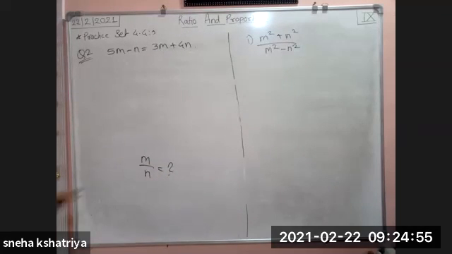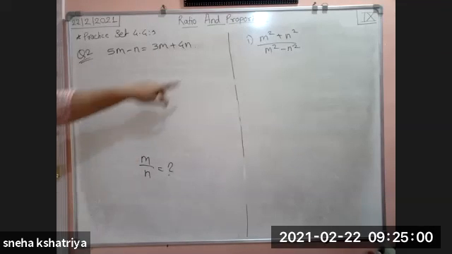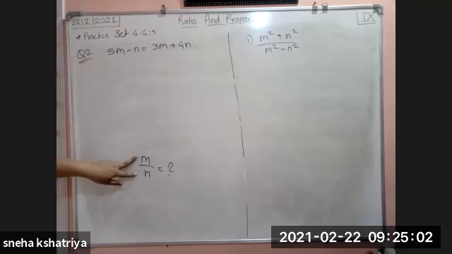How are we going to find it out? First, see there, there is a square term, because this is a single m and n. So first squaring, and then addition in the numerator and subtraction in the denominator is there. So what we have to do? Use componendo dividendo.